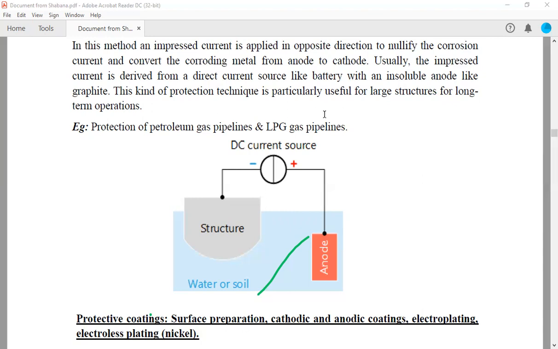So coming to the disadvantages of this cathodic protection method, the cathodic protection may be efficient in protecting the pipeline, but it may increase the corrosion of adjacent pipelines or metal structures because of stray currents. Capital investment and maintenance cost are very high, which is one of the disadvantages of the cathodic protection.